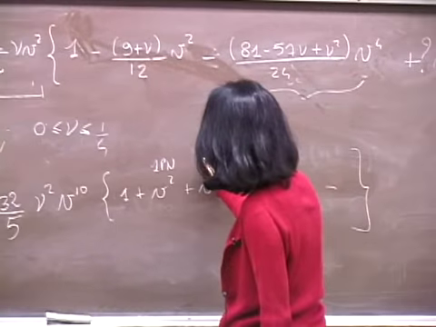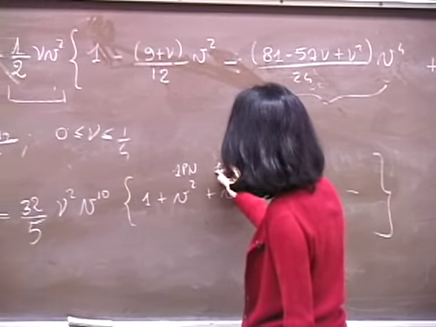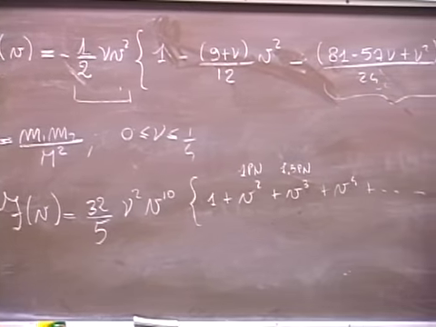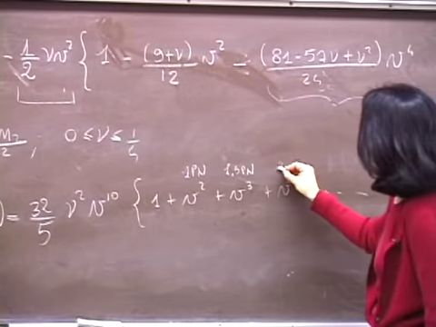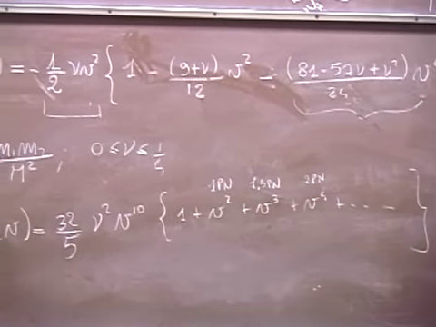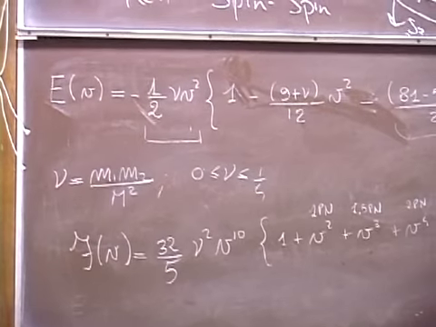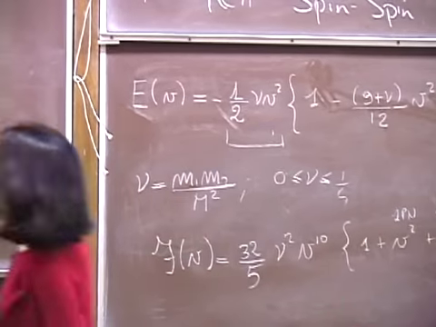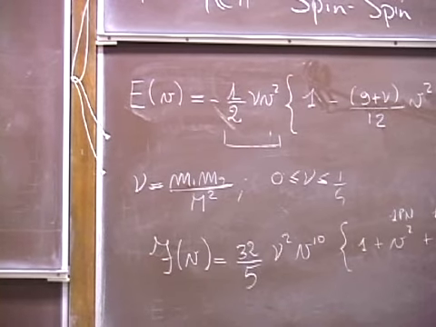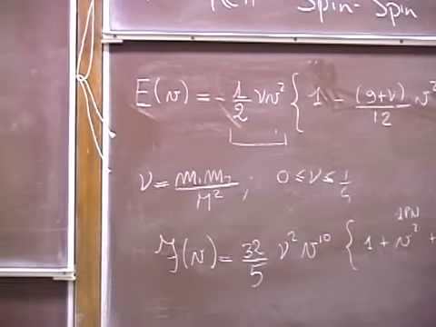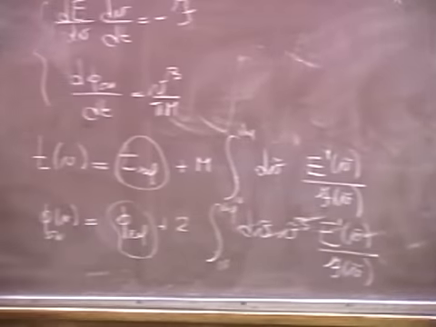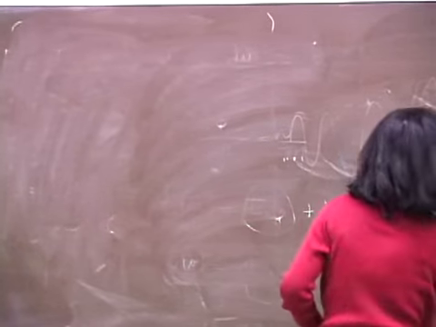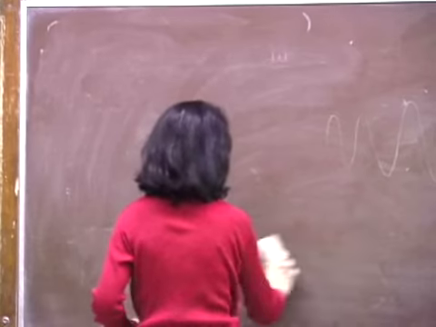Okay, so this term here is the 1.5PN that contains the tail effect that Kip was talking about before. This is the 2PN, and then you have higher order corrections. But let's go for a moment to the waveform. And this is all without spins. With the spin, I give you only the final result for the phasing.